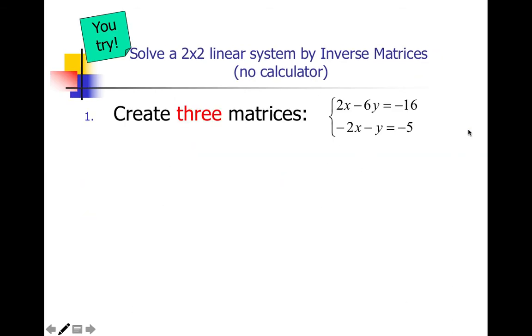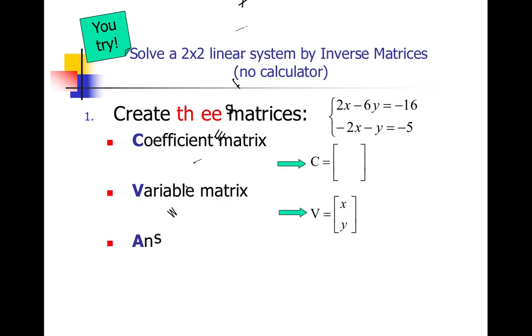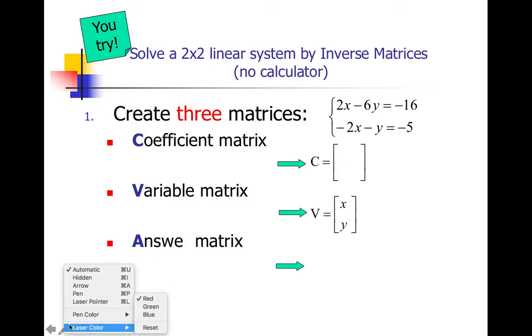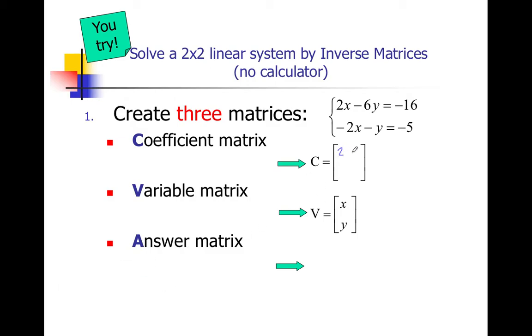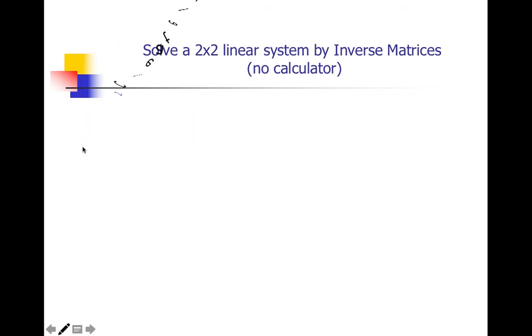So now you go to this one, create your three matrices, right? Your coefficient matrix, 2, -6, -2, -1, your variable matrix, and your answer matrix. You don't actually, again, have to write these down this way, but you must, right? This step is optional. I mean, it's not optional to create it, but you don't have to write out this step, but you must write out this step.